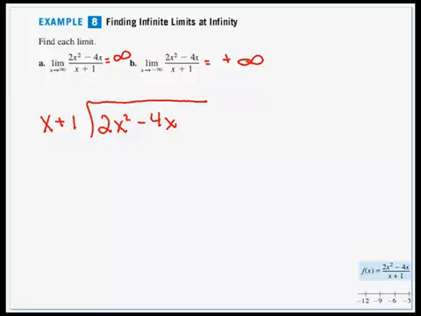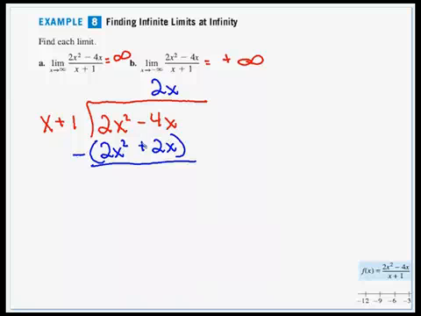And let's see, here we need a 2x squared, so we have to multiply by 2x. 2x times x is 2x squared. 2x times 1 is plus 2x. And we are going to subtract. So we subtract those, and we get nothing.